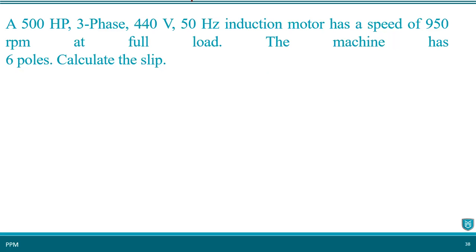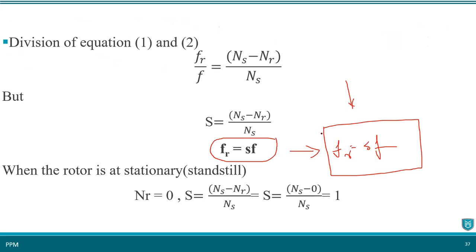Okay, so the example is on your screen. A 500 HP, three phase, 440 volt, 50 hertz induction motor has a speed. You can have a look over it.